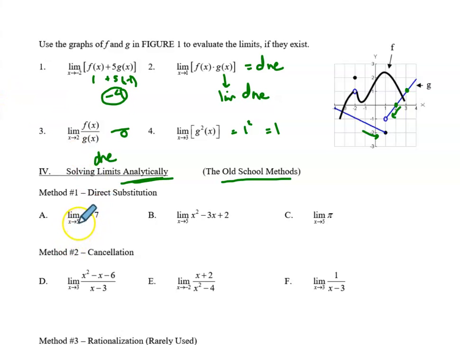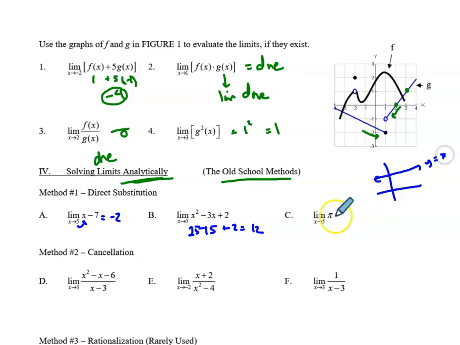This is when you can just substitute in 5 for your x, and your limit here is -2. Here you'll sub in 5 for your x, you'll get 25 minus 15 plus 2 equals 12. And here, this is a constant function. Remember the constant function where you have this straight line, this is y equals pi. So anywhere on that whole function, including where x equals 5, this limit is going to be pi.